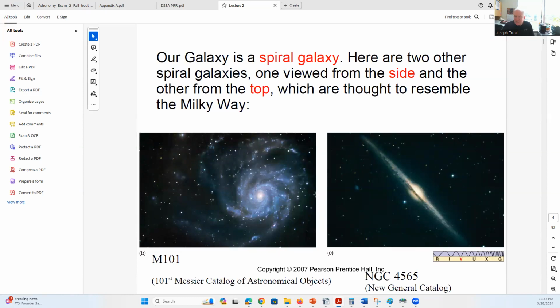And our galaxy is called a spiral galaxy. And here's two other spiral galaxies, one viewed from the side. So here we're looking at it on edge, and the other looked at from the top. And we call these spiral galaxies because of these arms of stars and dust that spiral out from the center. And if you look at it from the side, you'll see that there's this little bulge here.